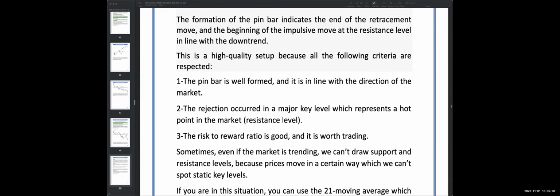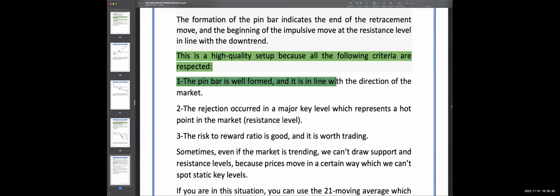This is a high quality setup because all the following criteria are respected. The first thing is the pin bar is well formed and it is in line with the direction. You'll be writing these things in your trading journal. Once you see that candle, these are the notes you need to write in your trading journal.